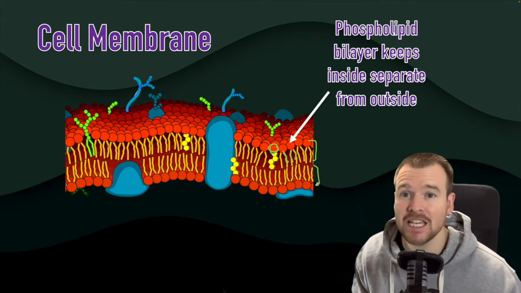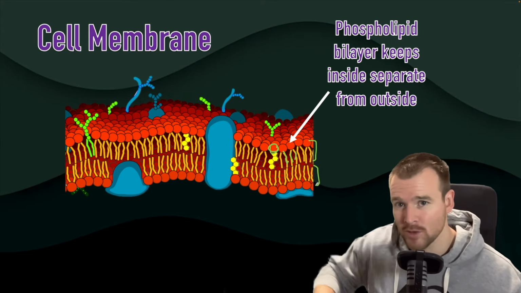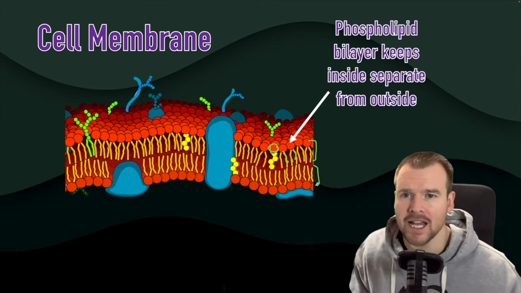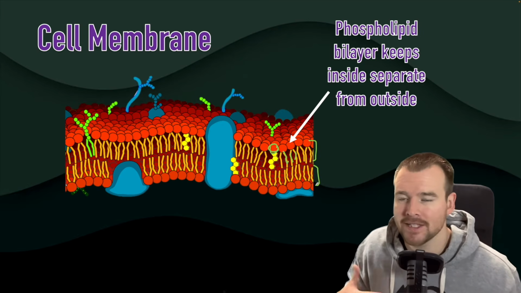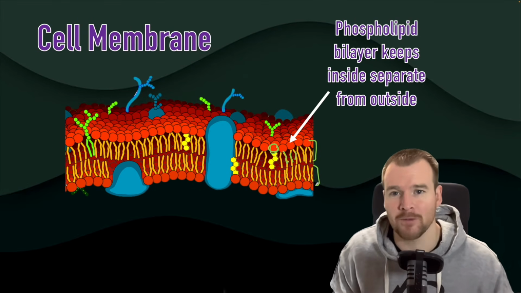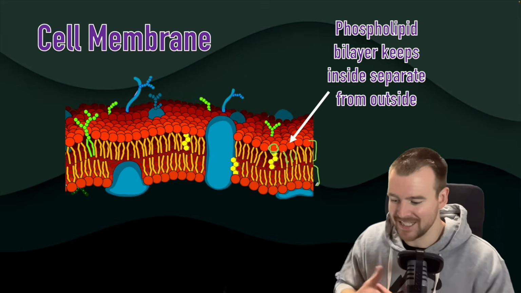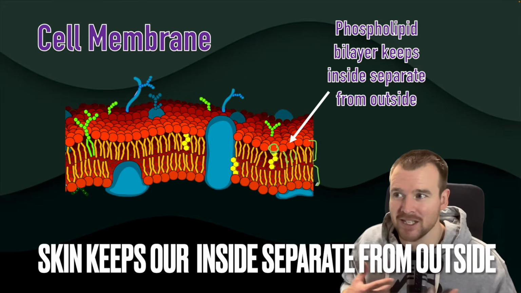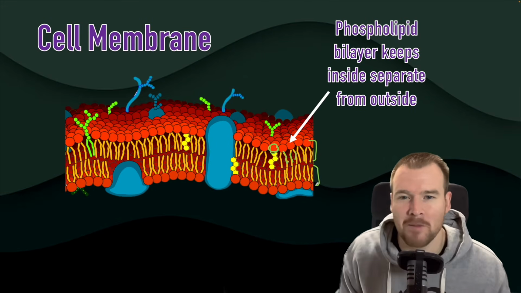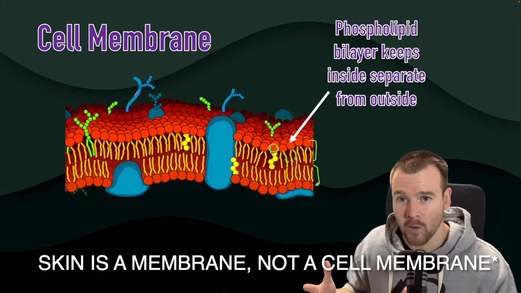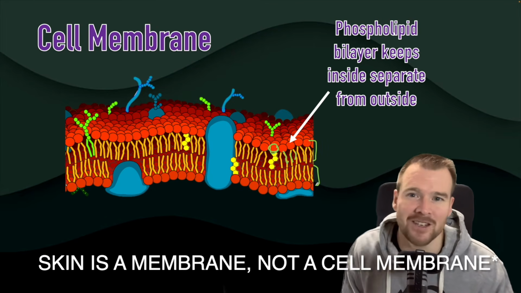There's two layers of them, so a phospholipid bilayer. And what it's meant to do is keep the inside separate from the outside. So this wraps around the outside of the cell, keeps everything going on inside separate from what's going on outside. And that's important, even for a human being. We need skin, things inside to be separate from what's going on outside. So the membrane is important, not just for our whole organism, but also for every individual cell.